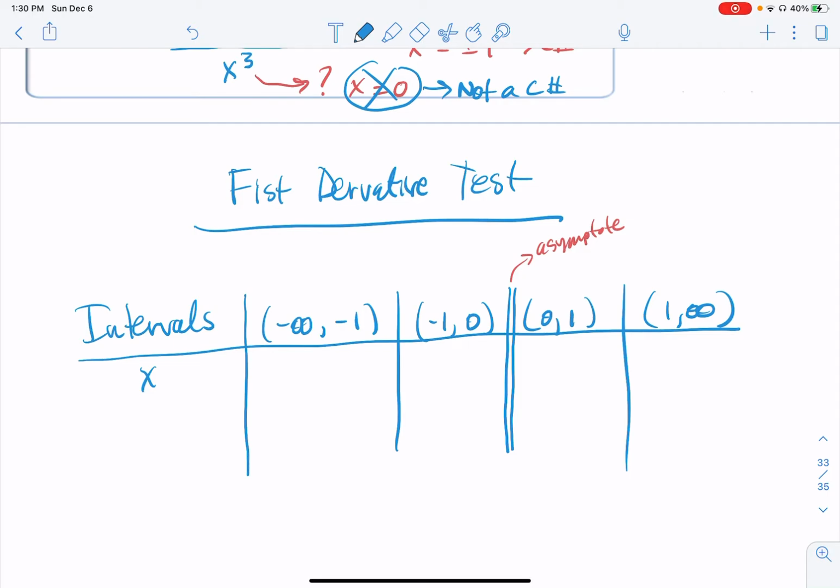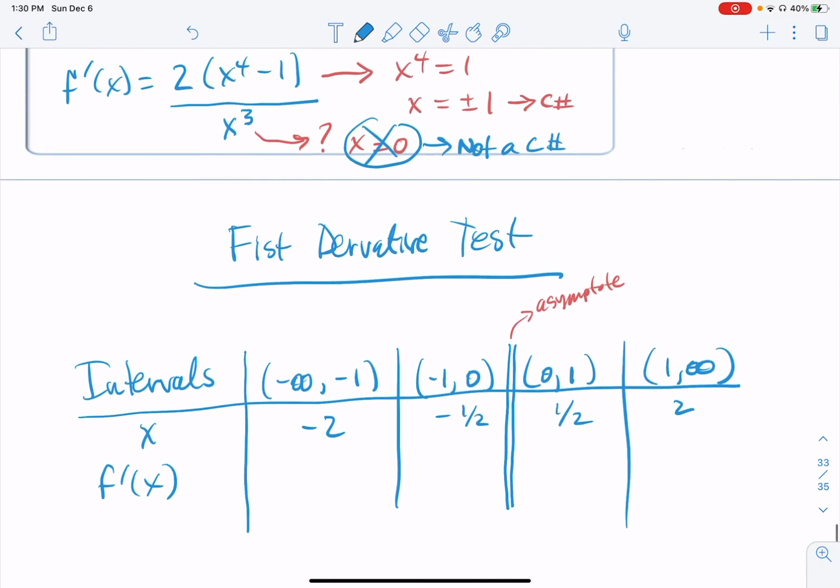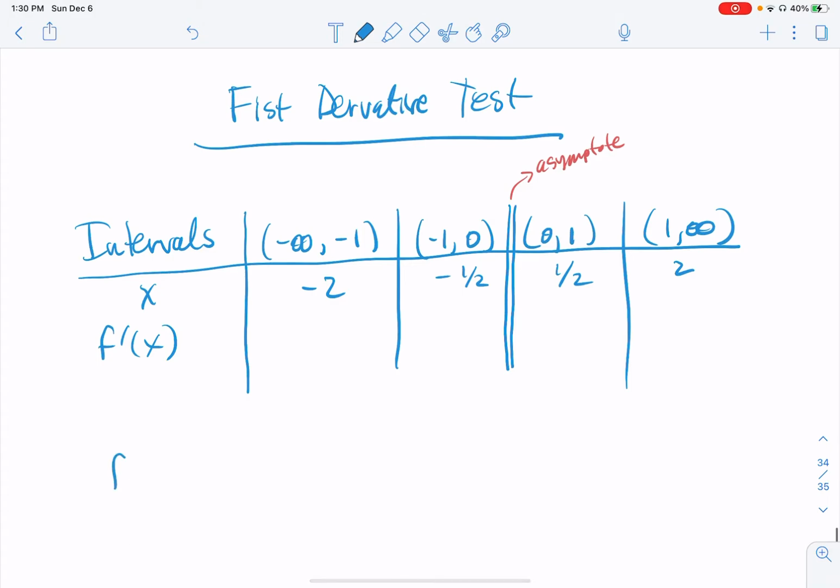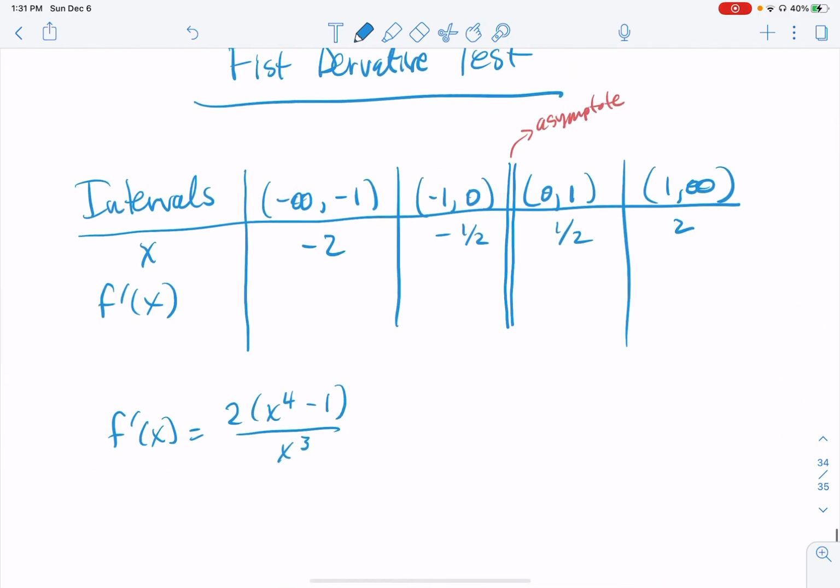All right, let's find a test value in each one of these. Negative 2 billion. How about negative a half, positive a half, and then a positive 2 billion? These things go, as they often do, into the first derivative to see if it's plus or minus. All right, so just out of convenience here, f prime of x was equal to, I think it was 2x to the fourth minus 1 over x to the third. Did I get it right? I think I did. Yay.